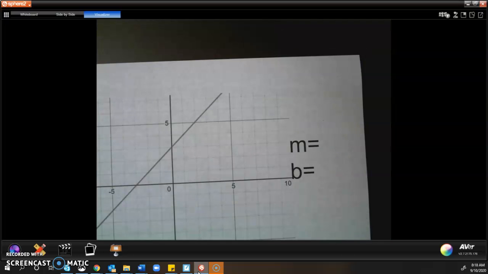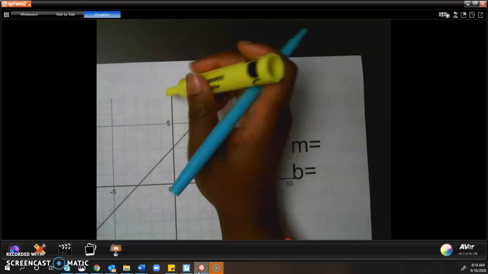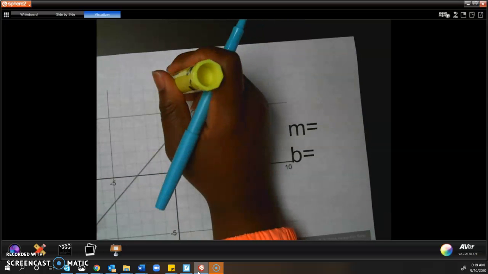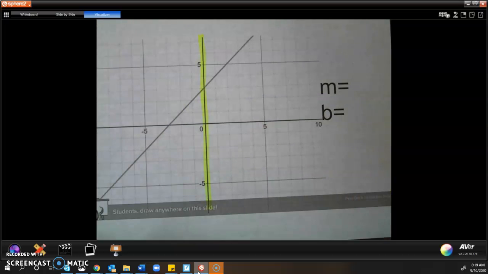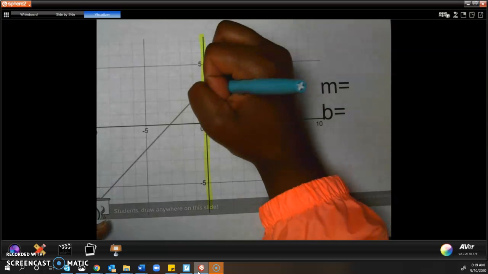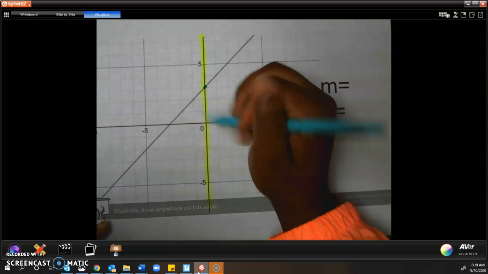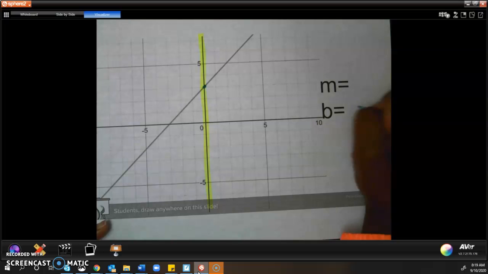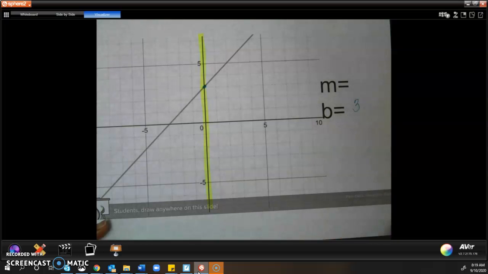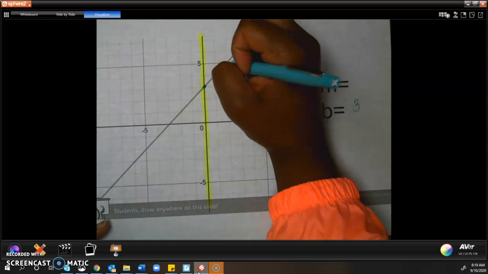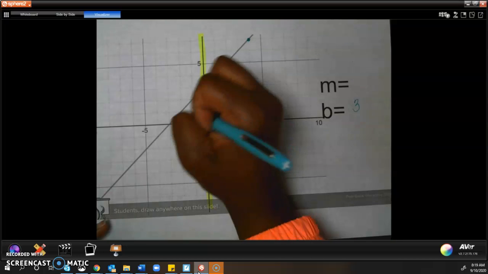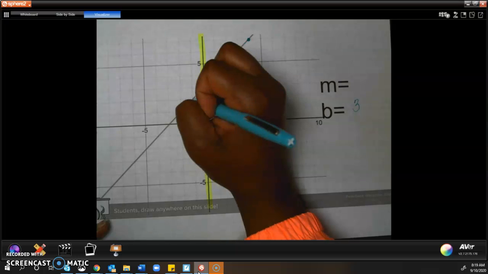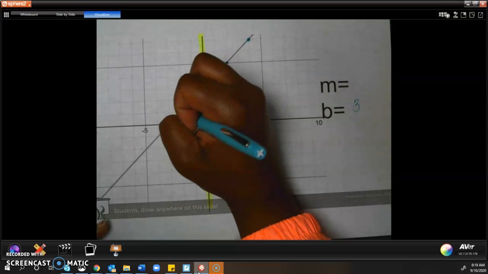Another example. Here we have a non-proportional relationship. I know that because my line doesn't go through the point of origin. I'm going to highlight my y-axis. My line crosses my y-axis at 3, so my y-intercept is 3. I'm going to choose 2 points. Well, here it's obviously more than 2 points.